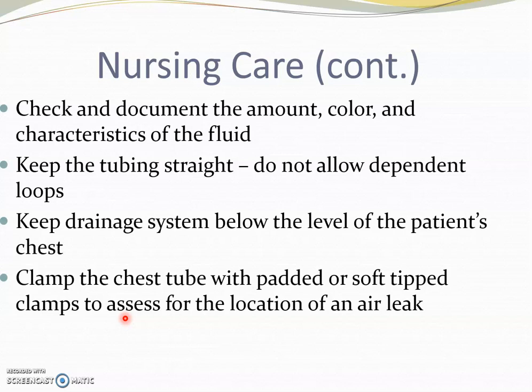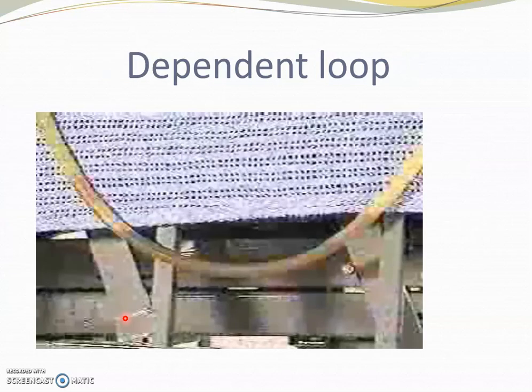We need to note the amount. Remember I said about drawing with a Sharpie, marking the level that it's at and the time so we know. The color, is it bright red, dark red? Is it serosanguineous, meaning blood mixed with fluid, or is it serous? The characteristics of the fluid, is it thick, is it thin, are there clots in the fluid? This is a picture of a dependent loop.